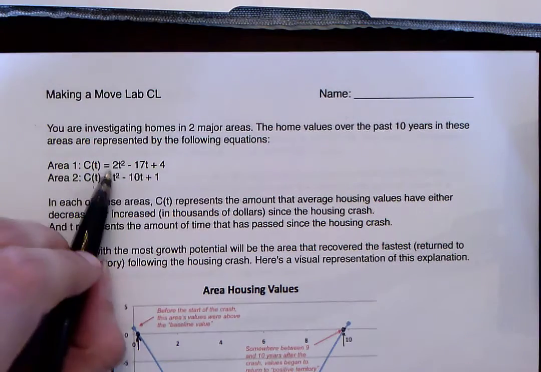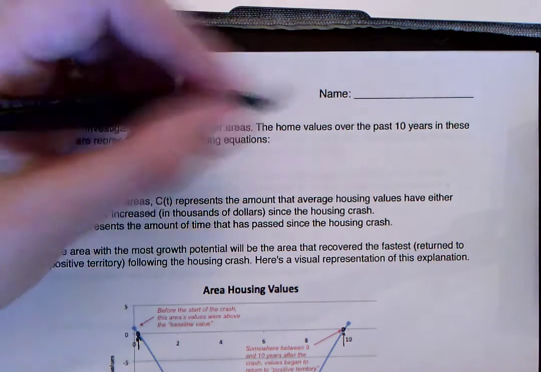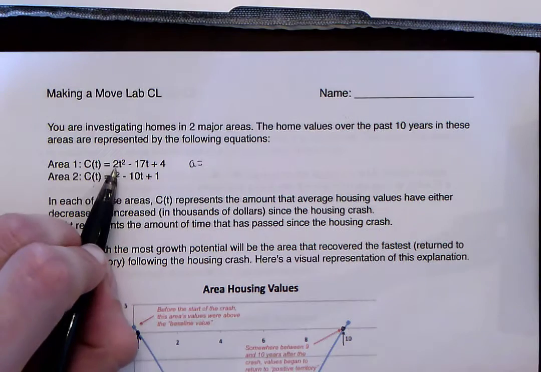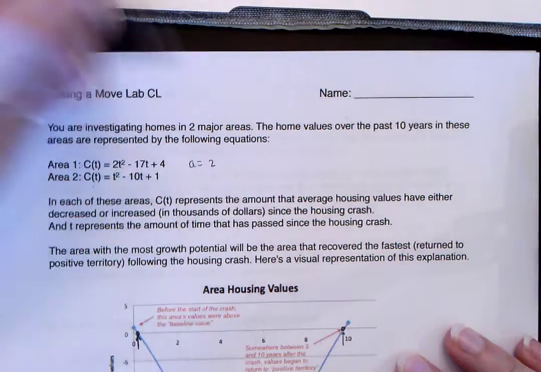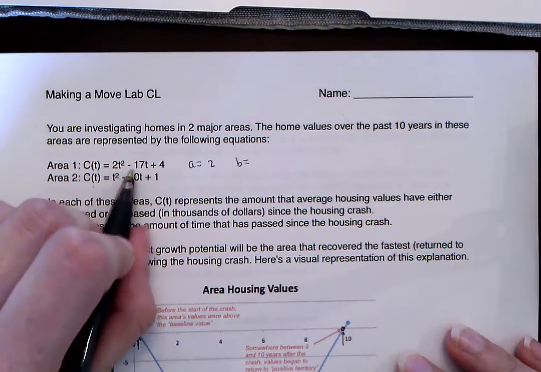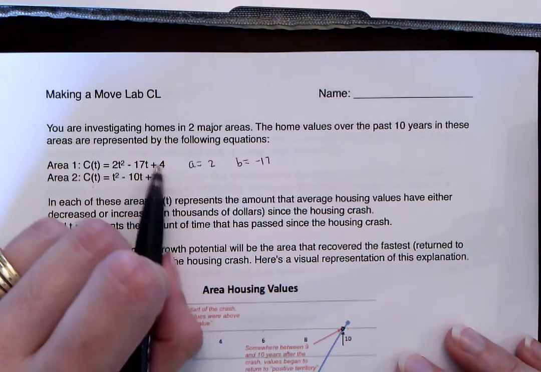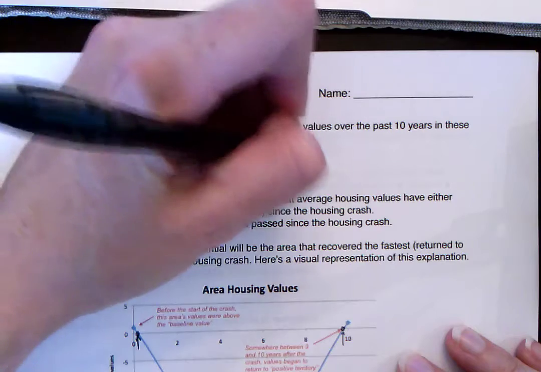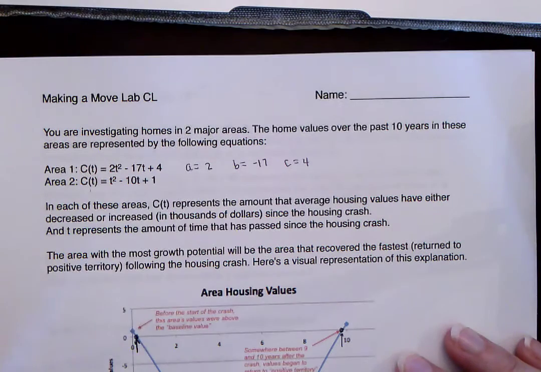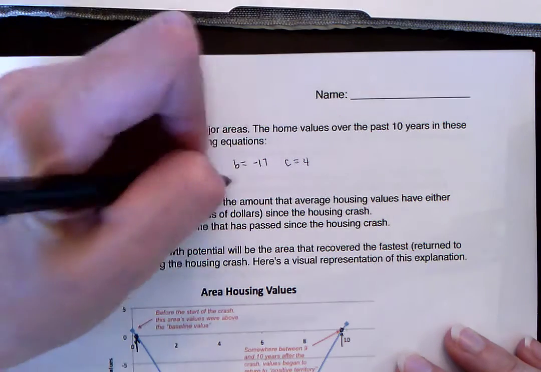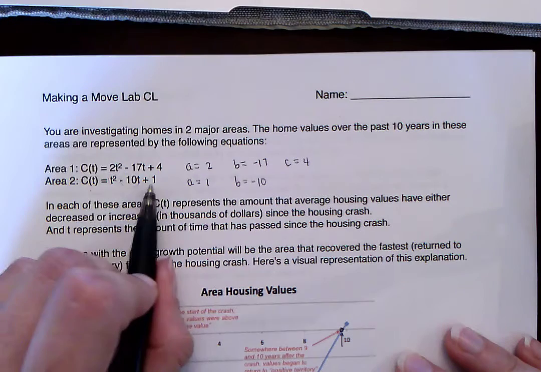So if you look at our first one, we'll just identify A, B, and C. For the first one, A is this first value here. It equals 2. B equals negative 17. You can kind of see that there. And C, this last value, is a positive 4. On this one, if the value is not written out in front, then that means there's a 1. So A equals 1, B equals negative 10, and C is equal to 1.